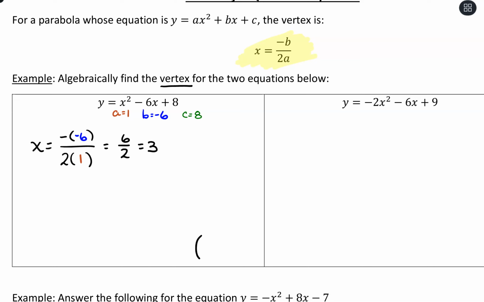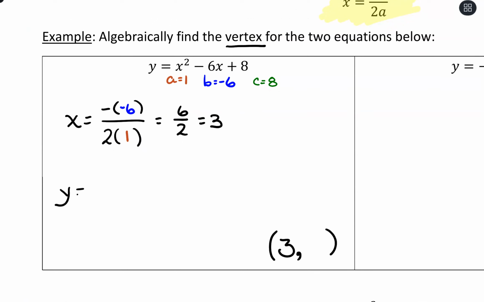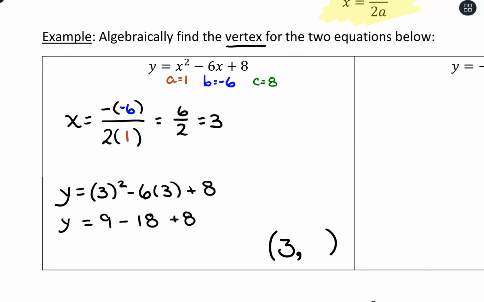So for our vertex, I'm going to start down here. We have 3. We don't have the y-coordinate yet. To find the y-coordinate, we'll take that value we just solved for x and plug it into our equation. So we have 3 squared minus 6 times 3 plus 8. So 9 minus 18 plus 8. So a negative 9 plus 8, which is a negative 1. So that y-coordinate is negative 1. So you can solve for the vertex given our equation.